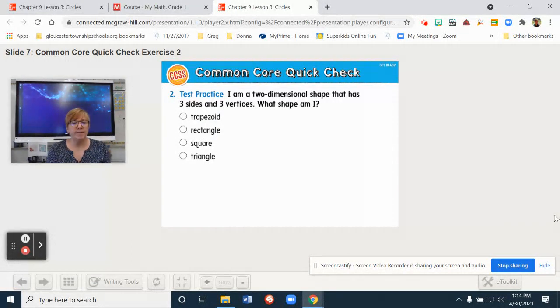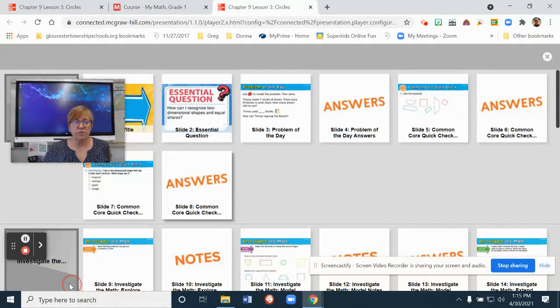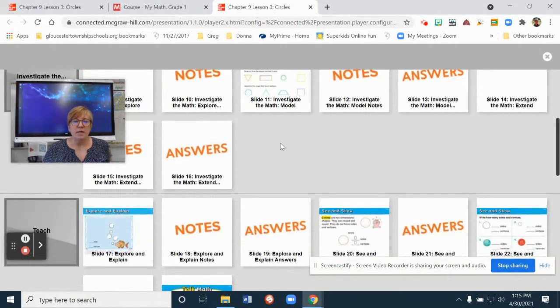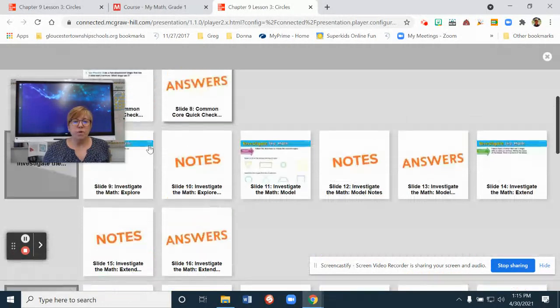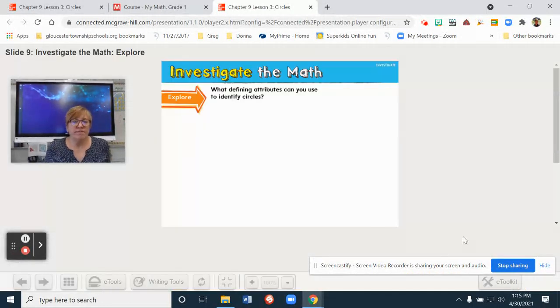I'm a two-dimensional shape that has 3 sides and 3 vertices. What shape am I? Trapezoid, rectangle, square, or triangle? Say your answer to someone near you. Okay, you ready? If you said triangle, thumbs up, good job. That is right.